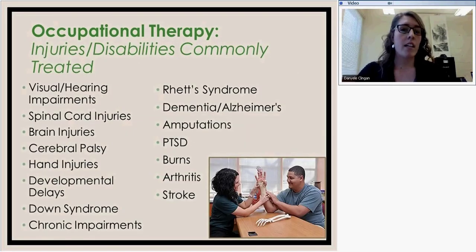Again, these are injuries and disabilities that are commonly treated by occupational therapists. Everything that you saw on the previous slide with agriculture is everything that you would see in occupational therapy as well. But I went ahead and added a few of the common conditions for working with pediatrics. Some of those are developmental delays, Down syndrome, or Rett syndrome. But basically anything that you can think of that might be limiting to one's daily performance, we are willing to work with those patients to get them back working and doing what they need to do on a daily basis.